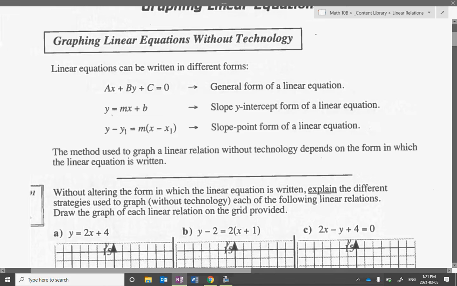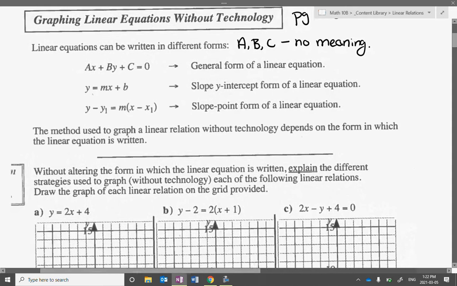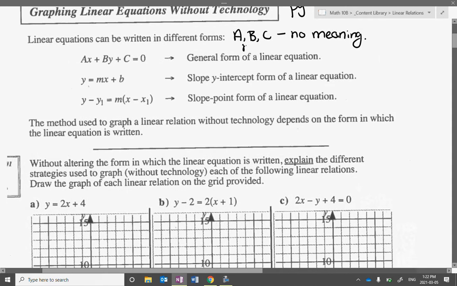Page 593, lesson 6. Okay, general form. What do A, B, and C represent? Numbers. Coefficients. Good. They have no meaning though. Write that down because you guys are likely to forget that. A has to be what? Good. A has to be positive, and there are no fractions allowed.